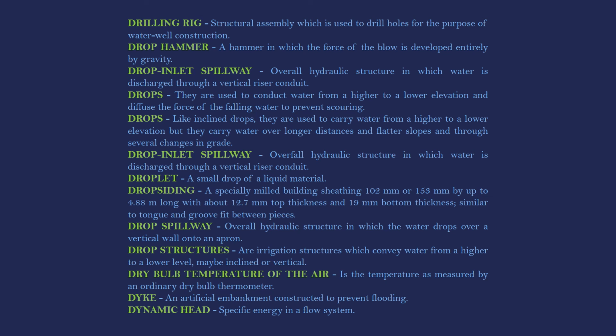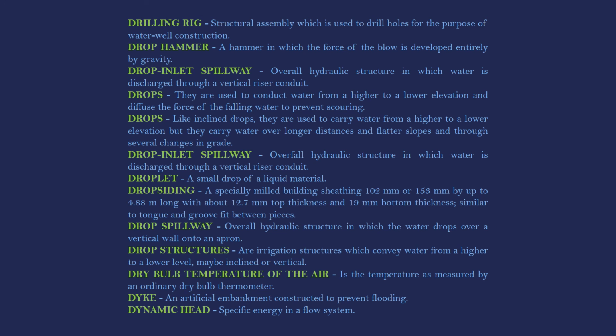Drop inlet spillway. Overfall hydraulic structure in which water is discharged through a vertical riser conduit. Droplet. A small drop of a liquid material. Drop siding. A specially milled building sheathing 102 mm or 153 mm by up to 4.88 meters long with about 12.7 mm top thickness and 19 mm bottom thickness, similar to tongue and groove fit between pieces. Drop spillway. Overall hydraulic structure in which the water drops over a vertical wall onto an apron.